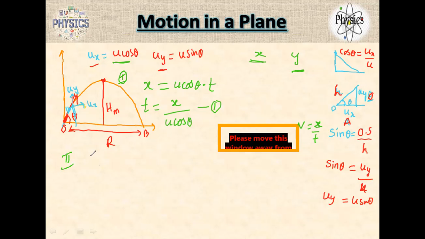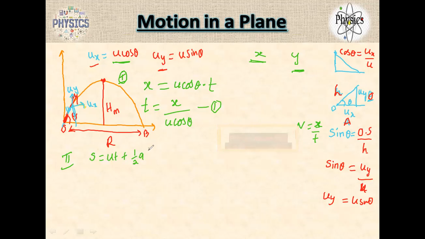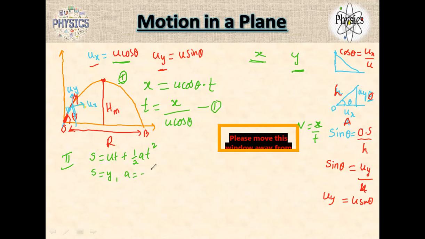Step two, I'm going for the distance traveled by the object along the y direction. For that I am using the second equation of motion: s is equal to ut plus half at square. This is a distance equation, but I am considering the vertical direction. I am going in the upward direction, right? So here s is equal to y. I am assuming a is equal to minus g, right?